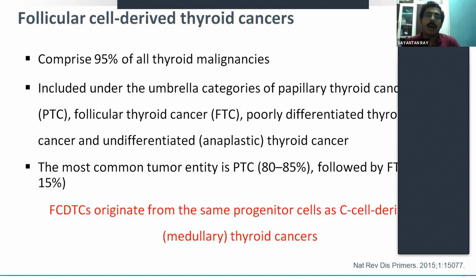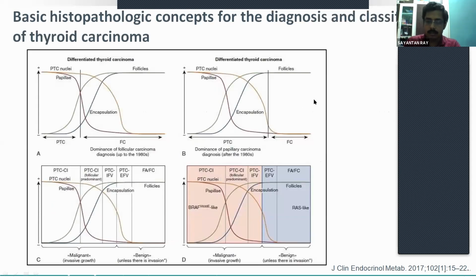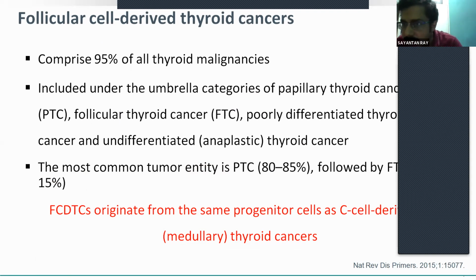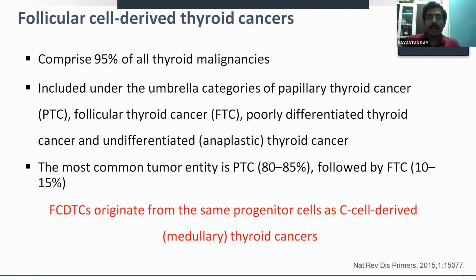So to begin with, follicular cell-derived thyroid cancers comprise almost 95% of all thyroid malignancies. They are included under the umbrella categories of papillary thyroid cancer, follicular thyroid cancer, poorly differentiated thyroid cancer, and undifferentiated or anaplastic thyroid cancer. The most common tumor entity is papillary thyroid cancer, which constitutes 80 to 85%, followed by follicular thyroid cancer, which consists of 10 to 15%.